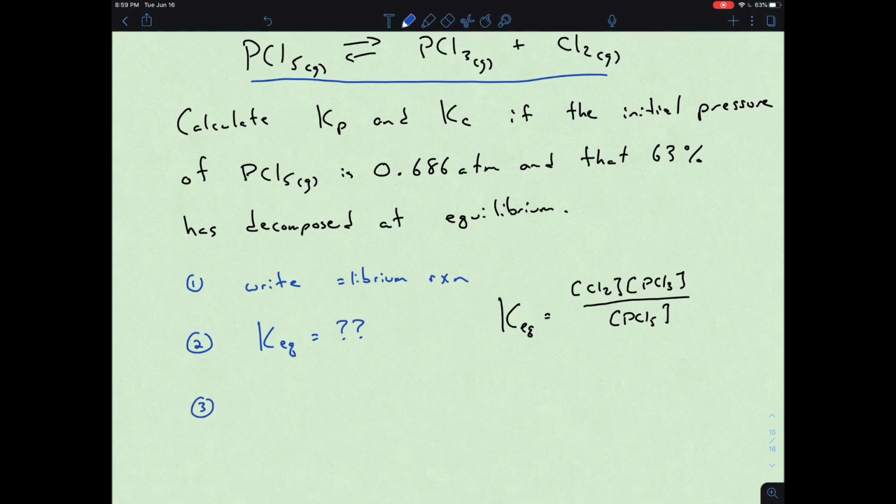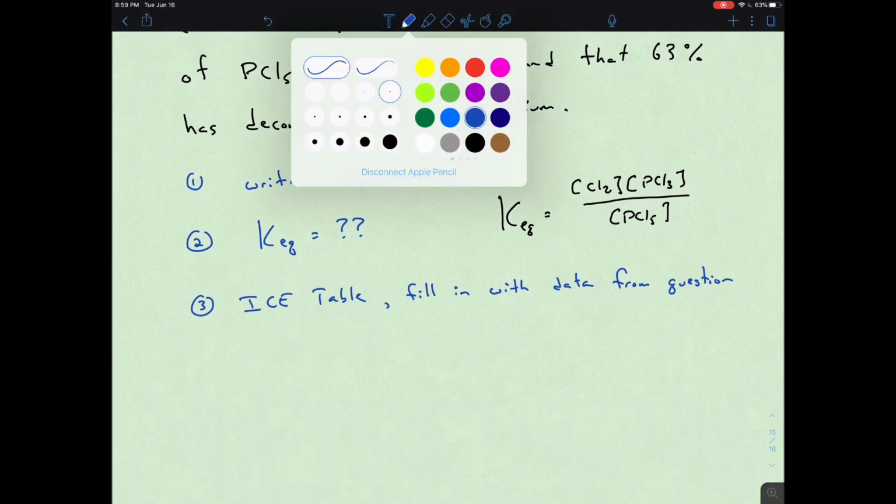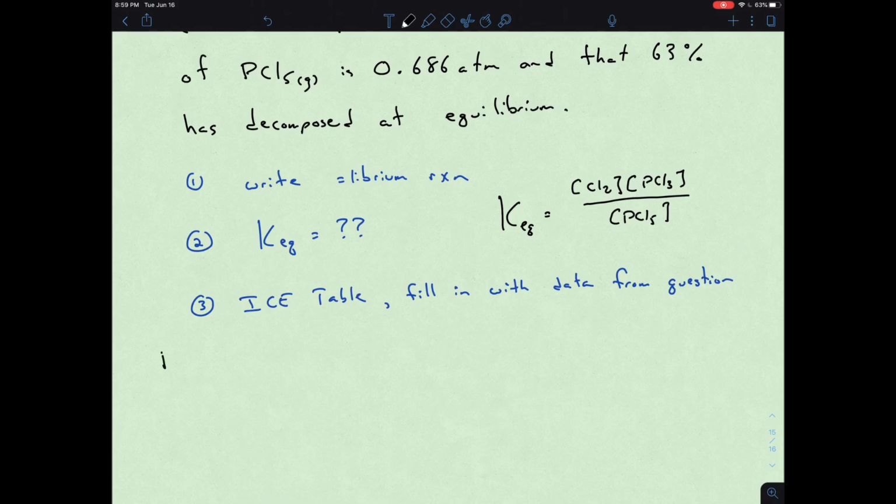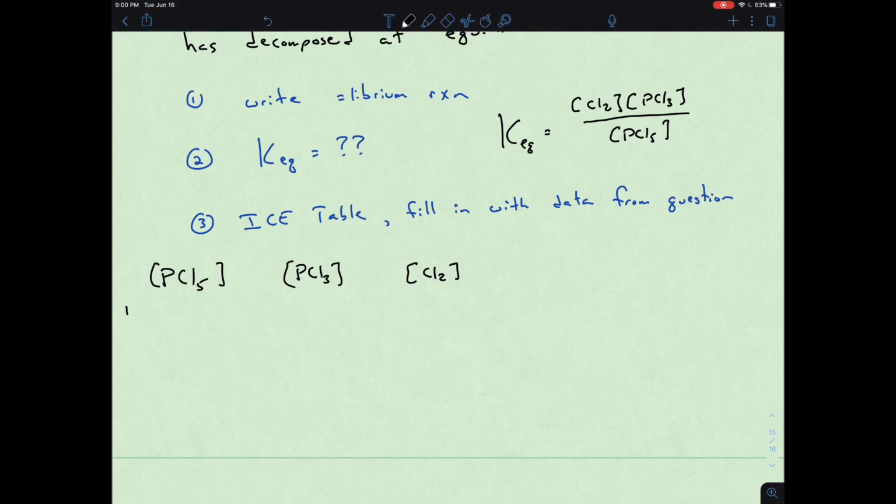which takes us to the third step, which is the ice table, and basically fill in with data from the question. So if we look at our ice table, we would have our phosphorus pentachloride. We would have our phosphorus trichloride, right? These are all players within our K and Cl2. And we're going to have that initial, that change, and then that equilibrium.